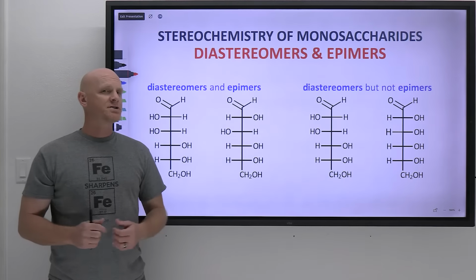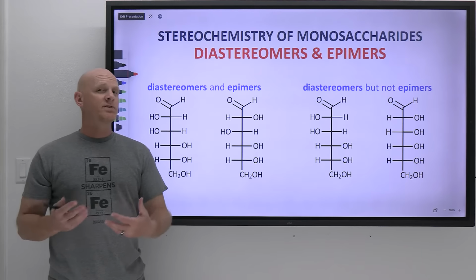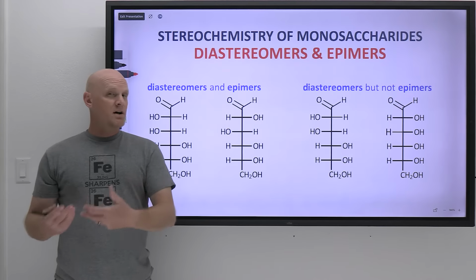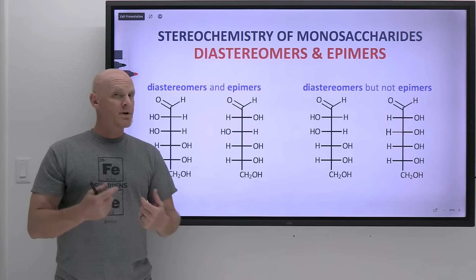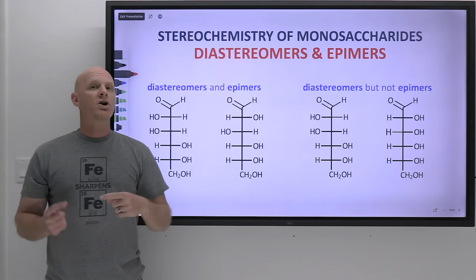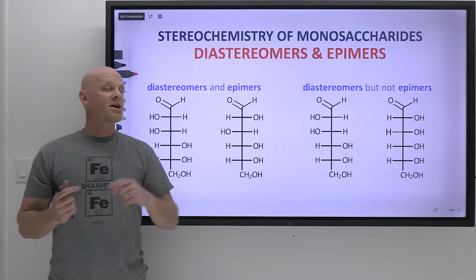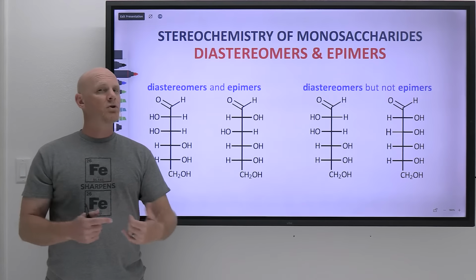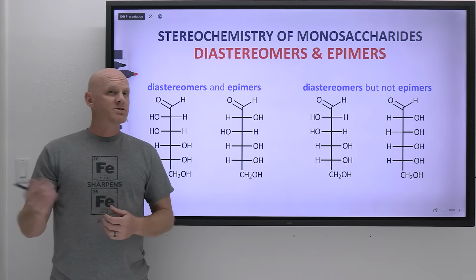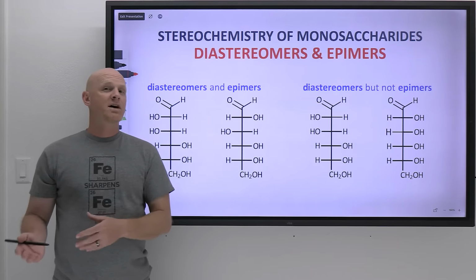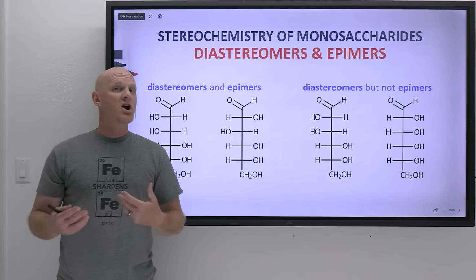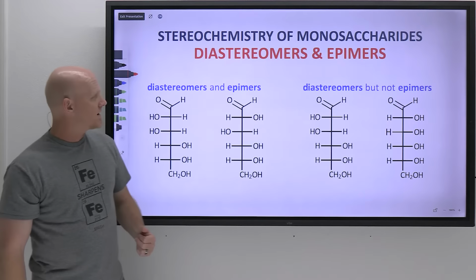Now with sugars, in addition to enantiomers, we've also got to talk about diastereomers. And you might recall the difference. Enantiomers are non-superimposable mirror images, but they're mirror images that are not identical. Whereas diastereomers are not mirror images, and they're still not identical. So non-superimposable, non-mirror images. A couple different ways to remember that. Again, enantiomers are stereoisomers that are mirror images. Diastereomers are stereoisomers that are not mirror images.